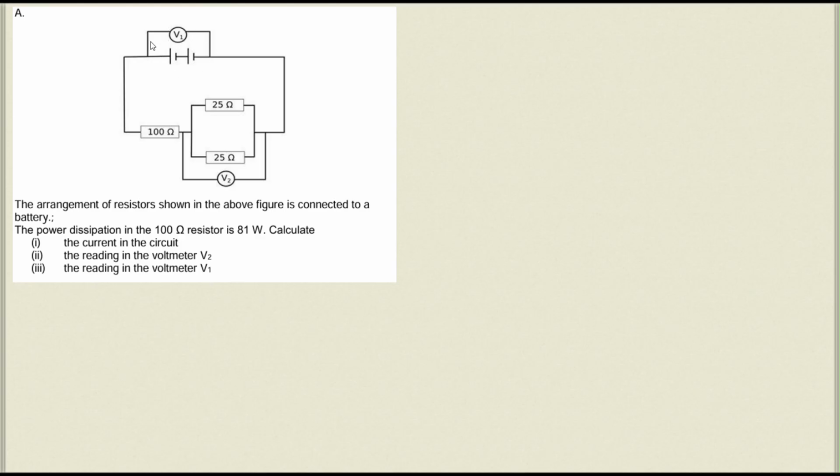So here the input voltage is not given. If the input voltage was given, it was easy to find the voltage across V1 because it gives the input voltage across the cell or the battery, right?